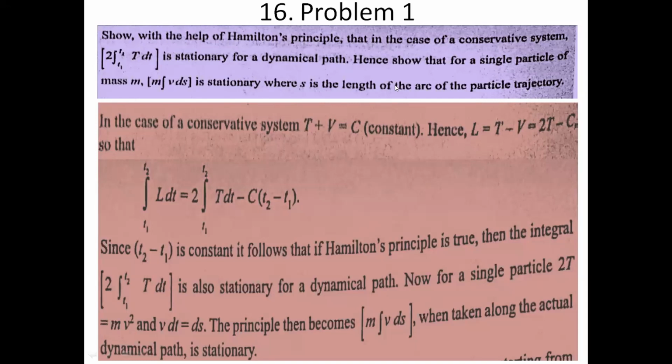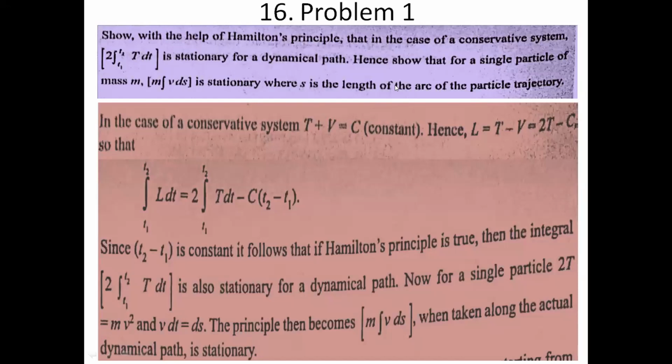Like our gravitational force is a conservative force. Our spring force is a conservative force, because under the action of such forces, the mechanical energy of the spring, or the mechanical energy of a particle thrown in the vertically upward direction with a certain velocity, remains conserved. And such things one has studied at the school level.